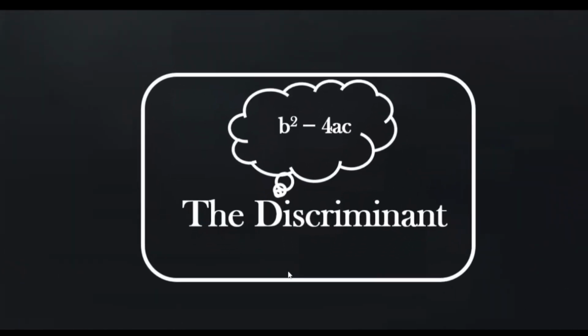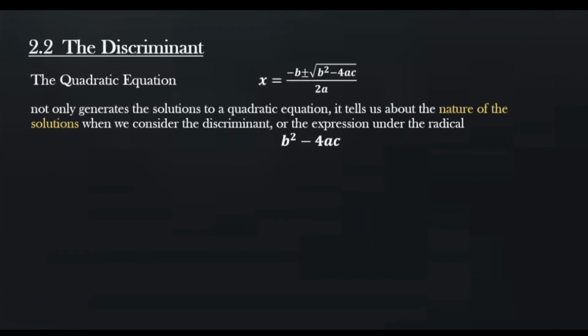So, discriminant. The quadratic formula, x equals minus b plus minus square root of b square minus 4ac by 2a, not only generates the solutions to a quadratic equation, ये हमें nature of solutions भी बताता है और ये भी बताता है कि हमारे पास कितने solutions आएंगे, how many roots we will get after solving this equation and what kind of roots are those.